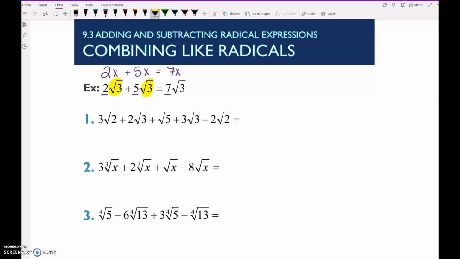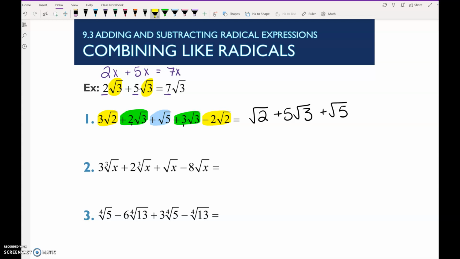So in number 1, I've got 3 times the square root of 2. What can I combine 3 times the square root of 2 with? Negative 2 square root of 2. 2 times the square root of 3 can be combined with 3 times the square root of 3 because those radicals are the same. And the square root of 5 doesn't have any friends. It can't be combined with anything. So 3 square root of 2 minus 2 square root of 2 is just 1 square root of 2. 2 square root of 3 and 3 square root of 3 is 5 square root of 3. And then we have the square root of 5.